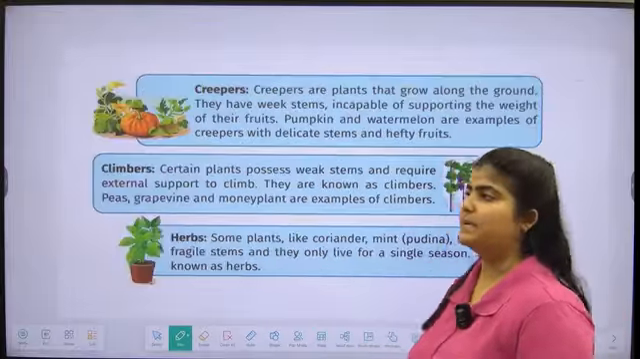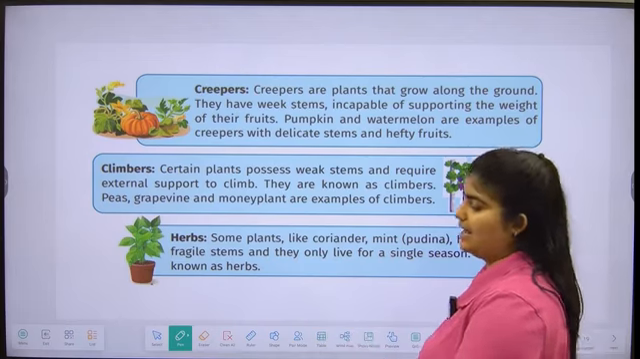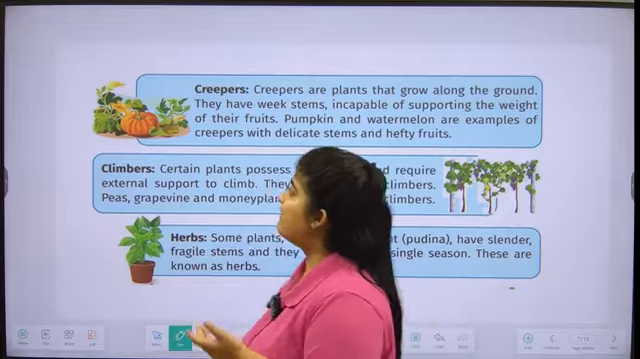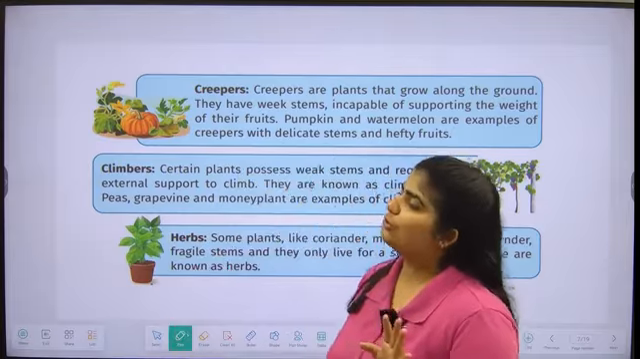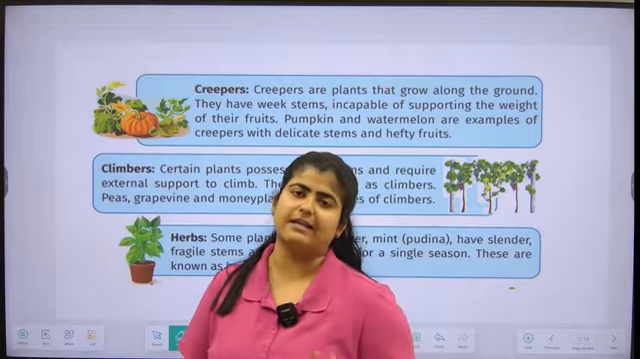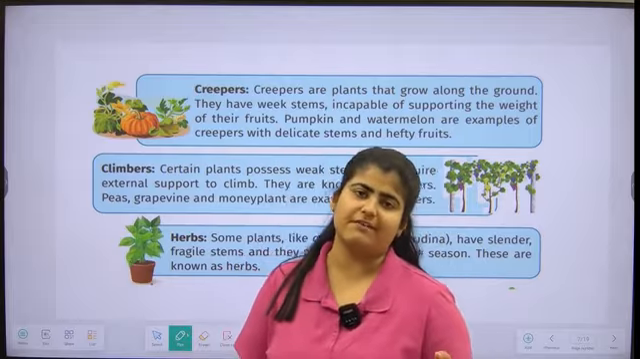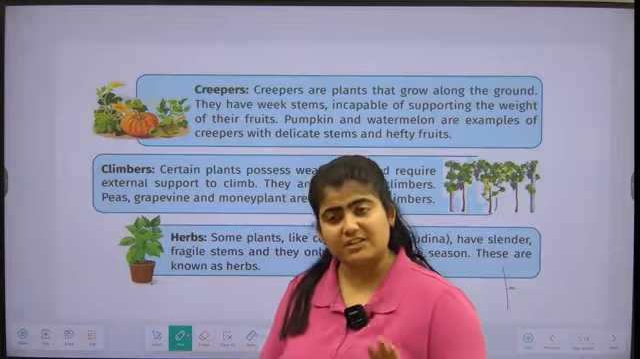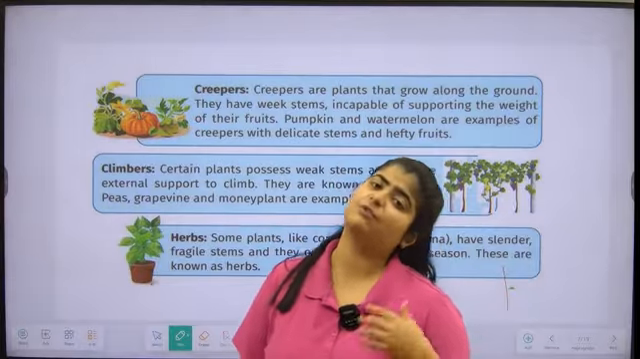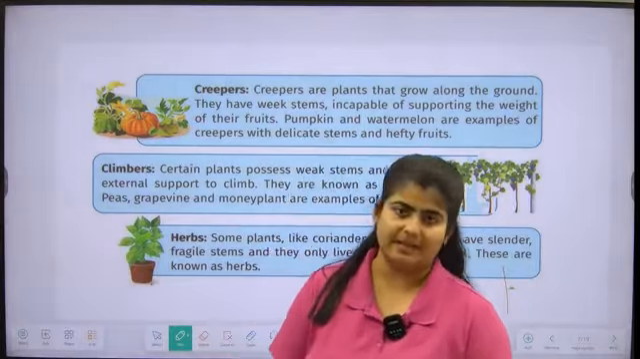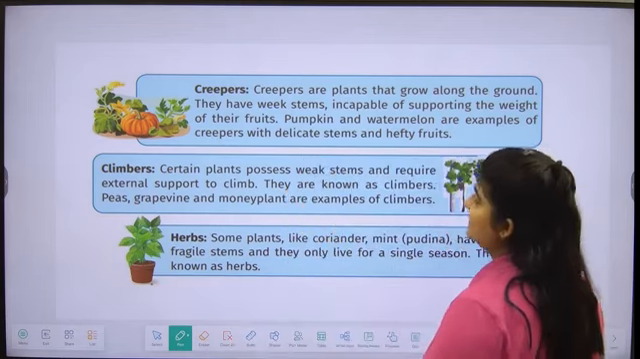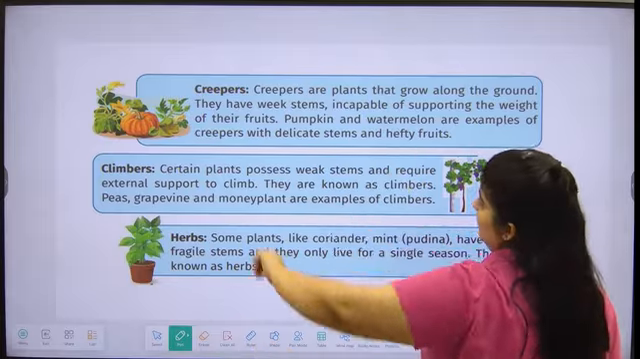Then comes creepers. The name itself tells you that it cannot stand on its own, it can only grow by crawling. As you can see in the photo, can you see a pumpkin? You tell me, can it grow on a tree above the ground, like hanging? It is so heavy that it will fall down by itself, which is why they are known as creepers, because the stems are very weak and the fruits are very big, just like watermelon. So creepers are plants that grow along the ground. They have weak stems. They don't grow straight up from the ground, they grow along the ground.